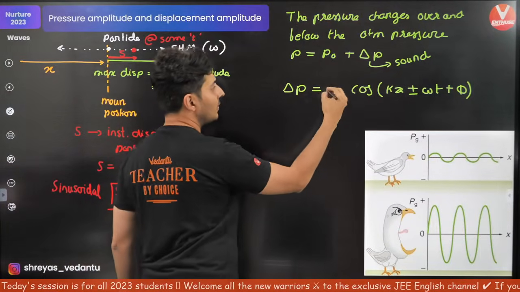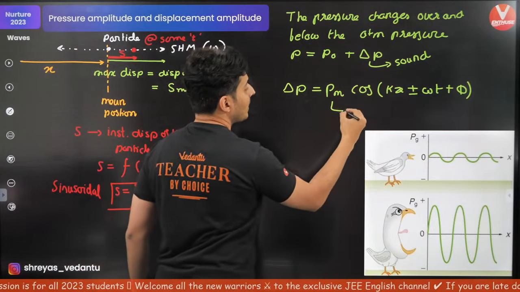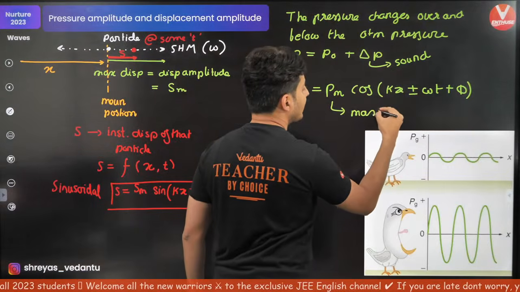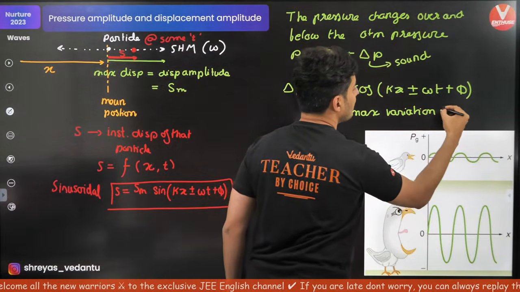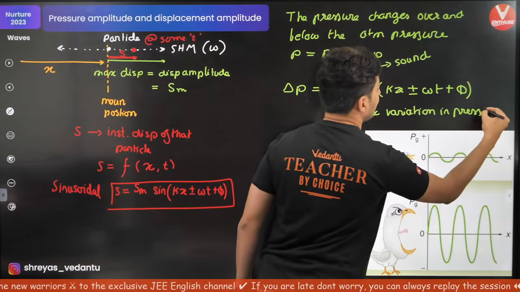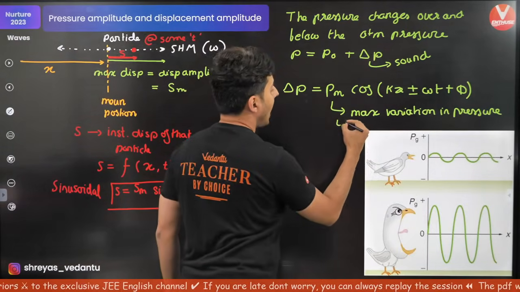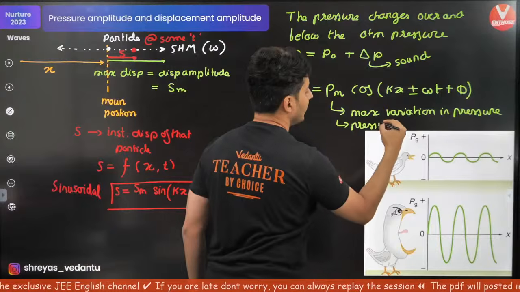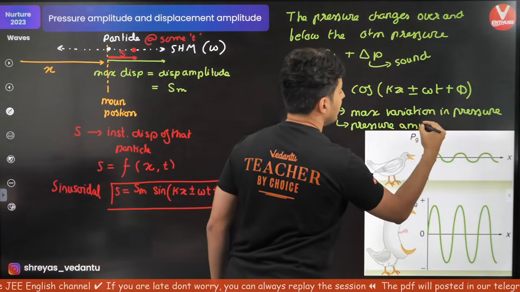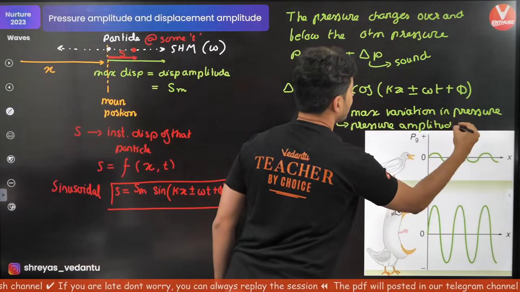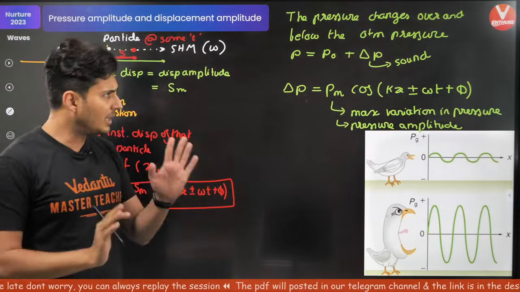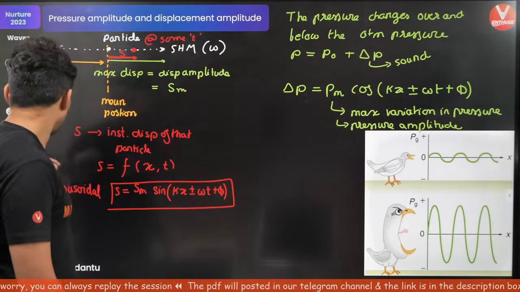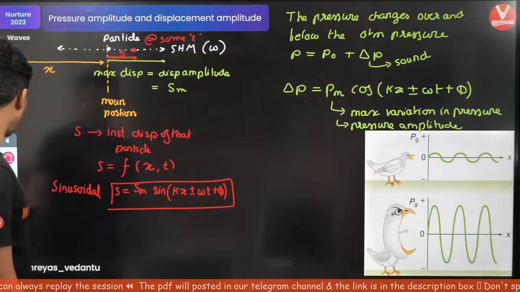and the constant over here is Pm. This is the max variation in the pressure. This is also called as the pressure amplitude. Very, very important. What is this called? This is called as the pressure amplitude. Meaning, think of it this way. Let's put it in a simple way.